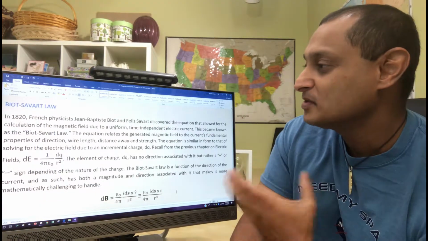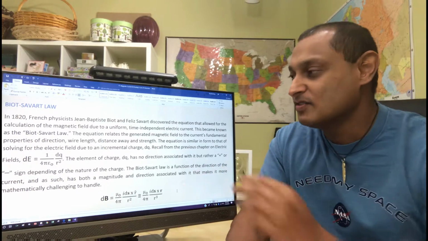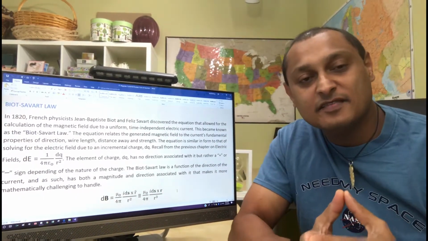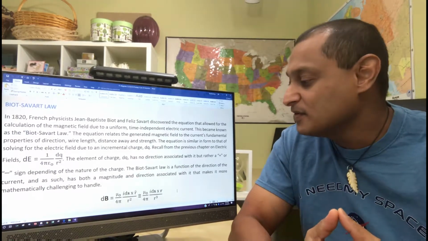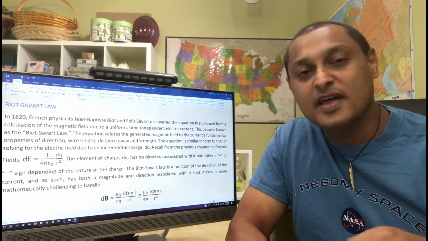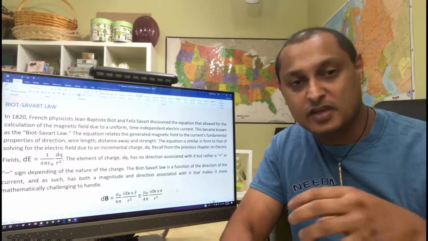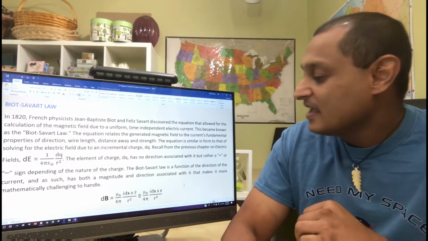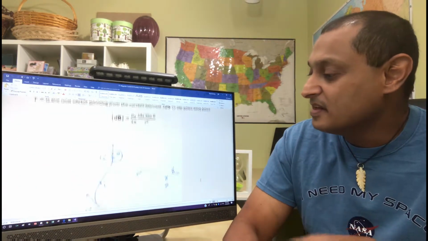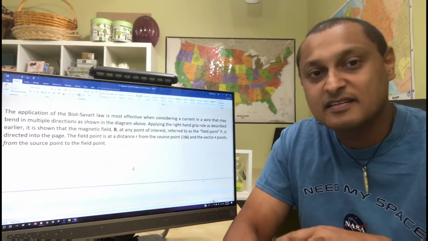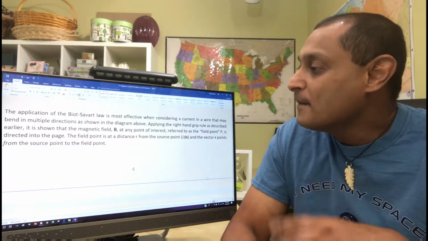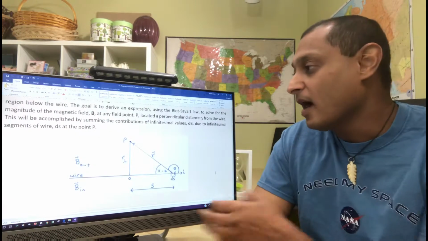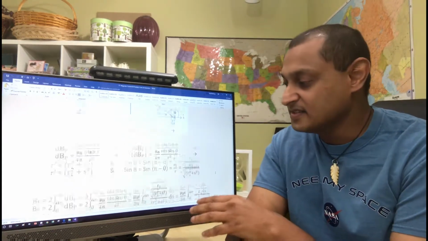We also talk about the Biot-Savart law. French physicists around that time came up with a derivation, an expression, or an equation, if you will, to calculate what the magnetic field is due to a current in a wire, now that we know that currents produce magnetic fields. The law is dealt with, and several examples are shown of how we can calculate the magnetic field at any point, due to either a long straight wire like I've dealt with here. I worked this out as an example.